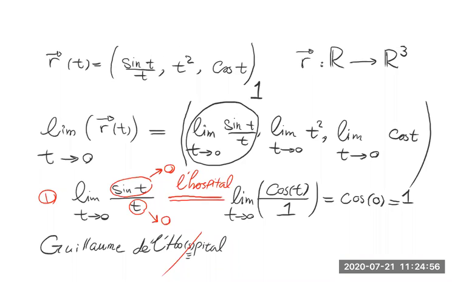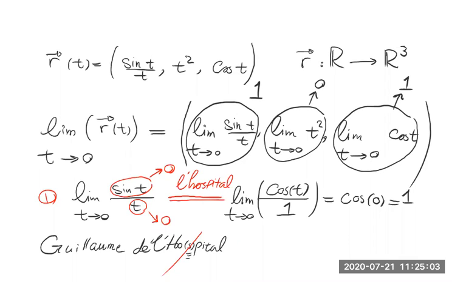When t goes to 0, t squared also goes to 0. And when t goes to 0, cosine of t is cosine of 0, which is 1. So the limit of r of t when t goes to 0 is simply (1, 0, 1). There is nothing special about these limits. It means we should just take the limit of each component separately, right? We take the limits the way we used to take them.